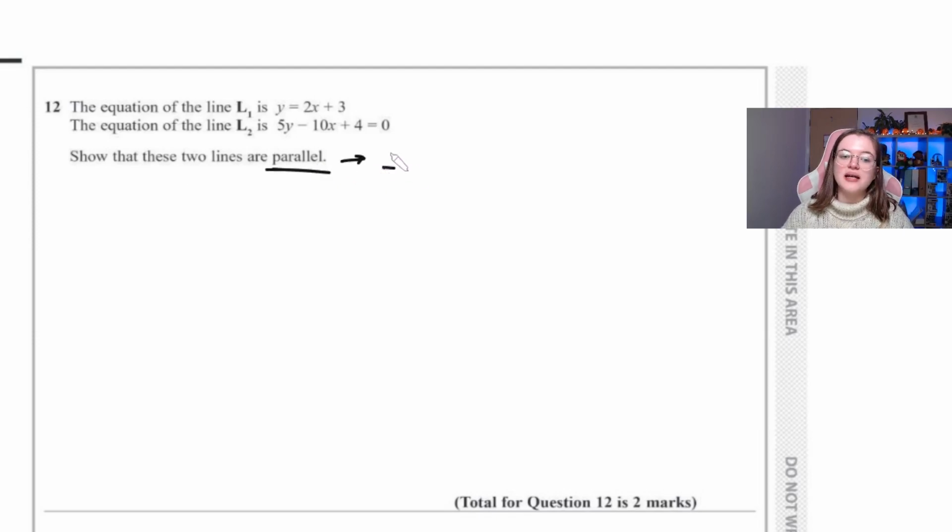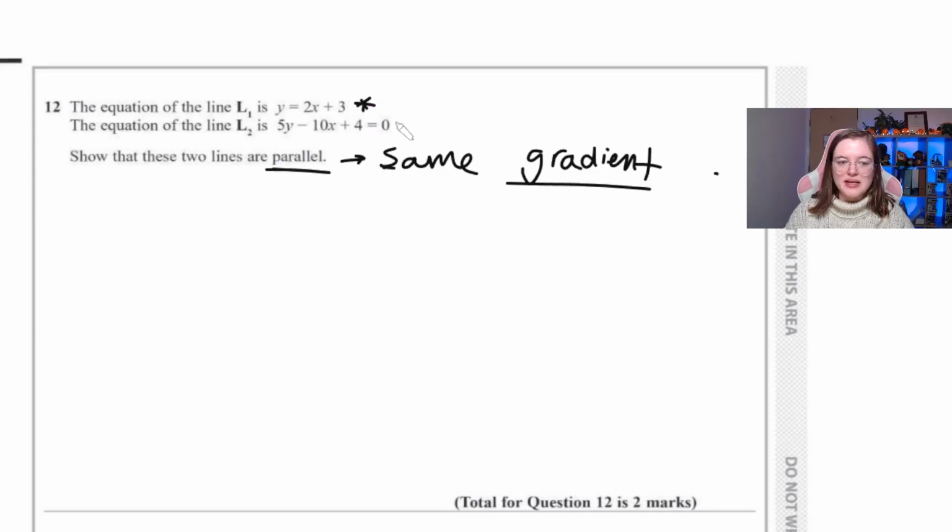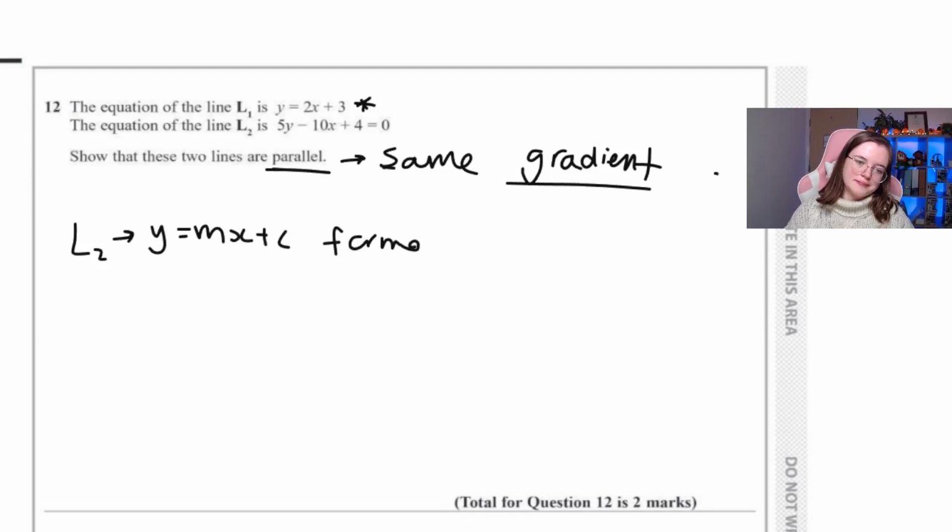If lines are parallel, that means that they have the same gradients. So we need to get them both into the same format. This is the typical format, the one that we like: y equals mx plus c. So I'm going to change L2 into y equals mx plus c format.